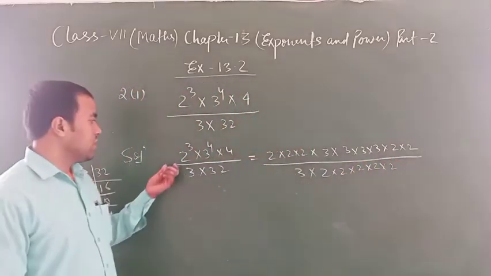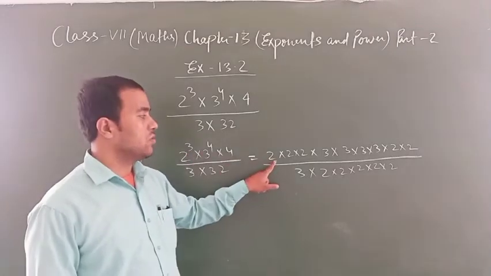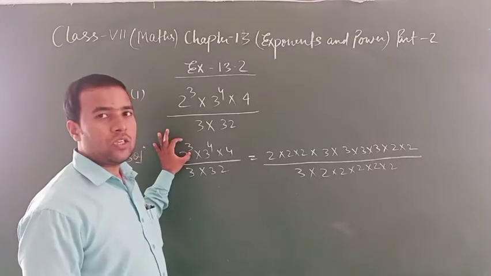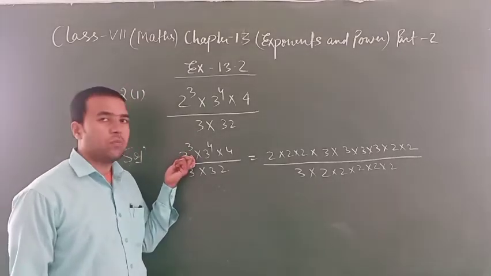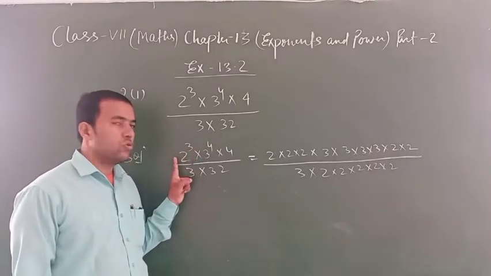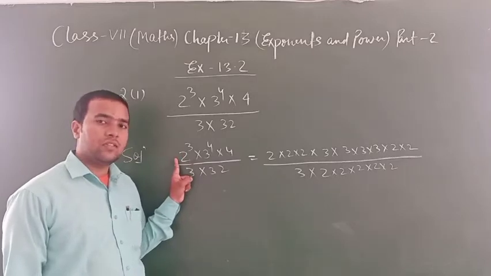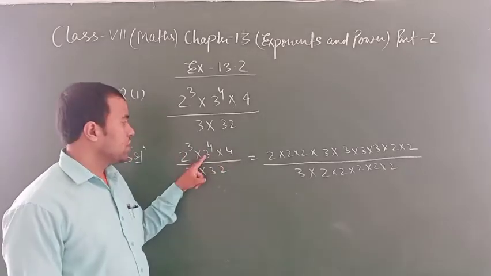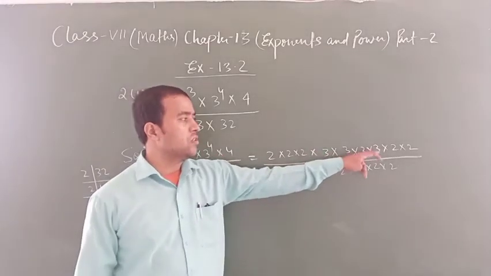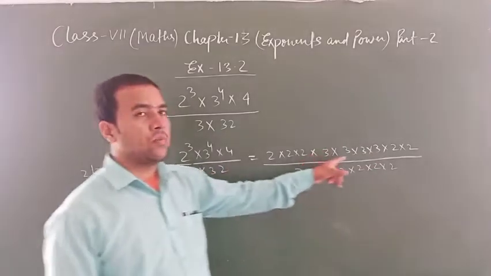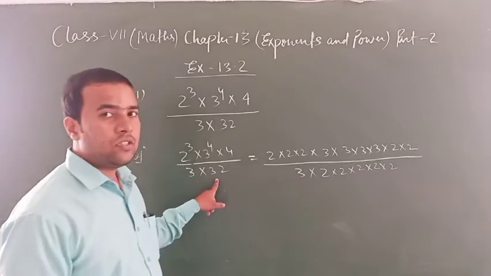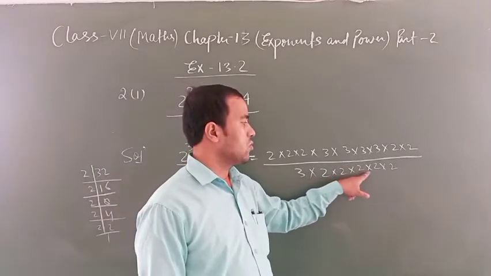Clear? 2 power 3 means write 2 three times, not 2 times 3 equals 6. The power shows how many times you multiply the number. 2 power 3 means you multiply 2 three times: 2 into 2 into 2. 3 power 4 means multiply 4 times: 3 into 3 into 3 into 3. 4 means 2 multiplied by 2. 32 means 2 into 2 into 2 into 2 into 2.